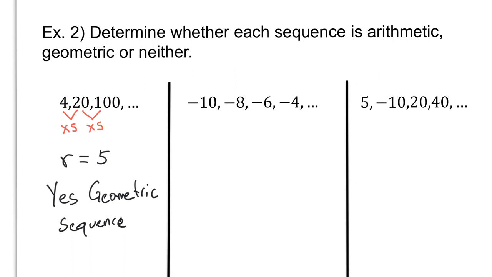One thing you can do, if I think it's geometric, I can take the second term, negative 8, and divide by the first one, negative 10. So this is my first term. And when I simplify the fraction, it's going to become positive, and you have 4 on the top, you divide by 2, and 5 on the bottom. So this is my common ratio. If I need to multiply by 4 over 5 every time, well, let's check. If I multiply negative 8 times 4 over 5, am I going to get negative 6?